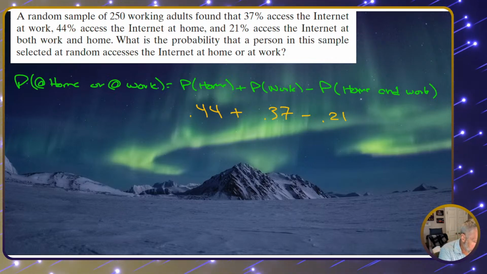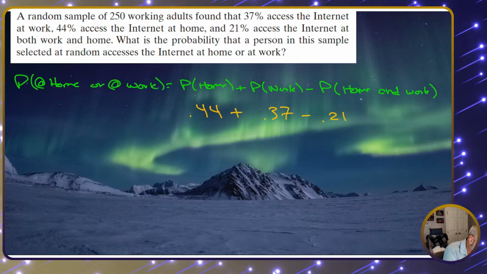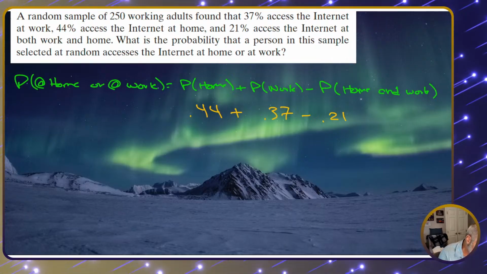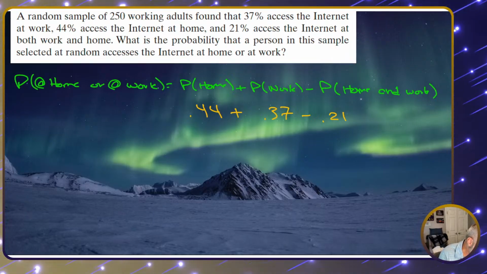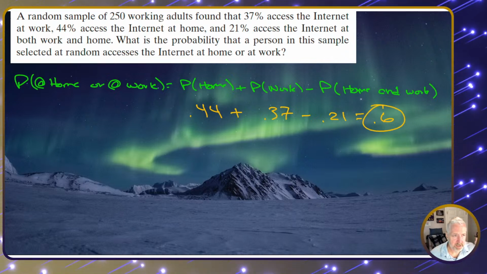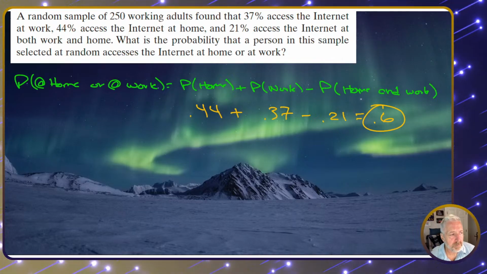Okay, so I got 0.44, 44 cents plus 37 cents, very easy. Subtract out 21 cents. Yeah. 0.6. That's it. That's the answer.